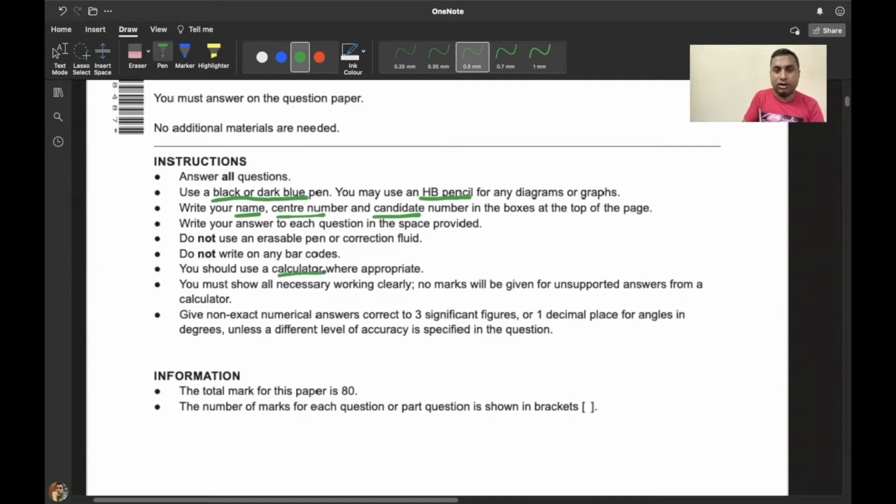You can use a calculator, and you must write the answers in three significant figures, and one decimal place for angle. And for the papers, this is a total of 80 marks, and the marks are given in the brackets. So this is the overall summary. I mean, when you are trying to start your additional mathematics papers, you must go through this information before starting.